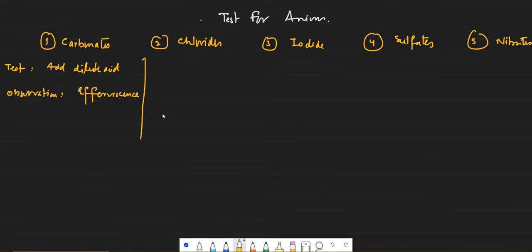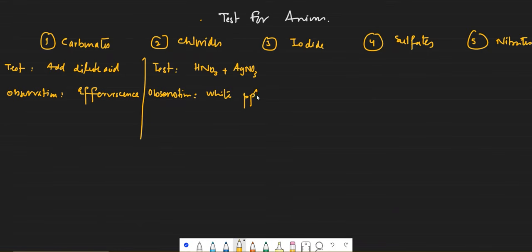For chlorides, the test would be the addition of nitric acid and silver nitrate. If there is a chloride in here, silver will react with that chloride and form silver chloride. And we know silver chloride is a white precipitate. So the observation would be white precipitates.